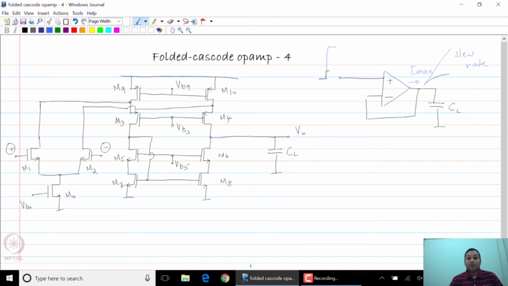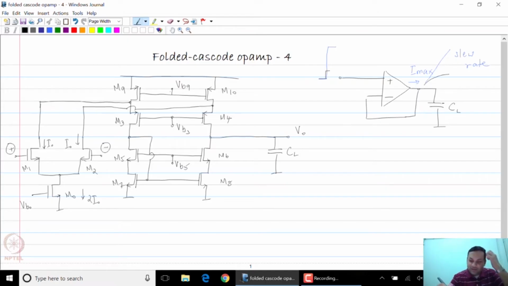Now we have seen the slew rate of the regular 5 transistor one stage op-amp as well as the telescopic op-amp. So let us quickly look at the case for the folded cascode, because there is one small difference between the folded cascode and the other op-amps. Let us assume that the total current through M0 is some 2I0. Therefore, in regular bias conditions, the two currents are I0 each.